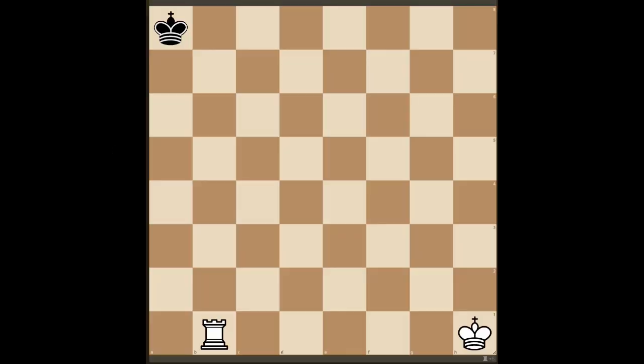About check and checkmate. Okay, so check is when you are attacking the king. In this case, white will be checking the black king. So when you are attacking the king, threatening to capture, that's called check.